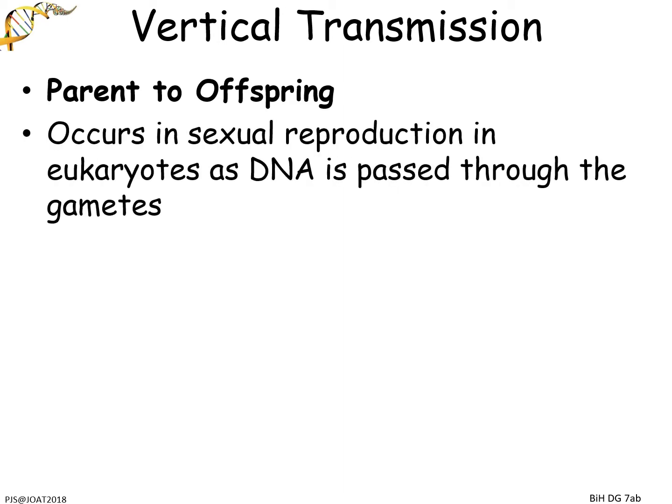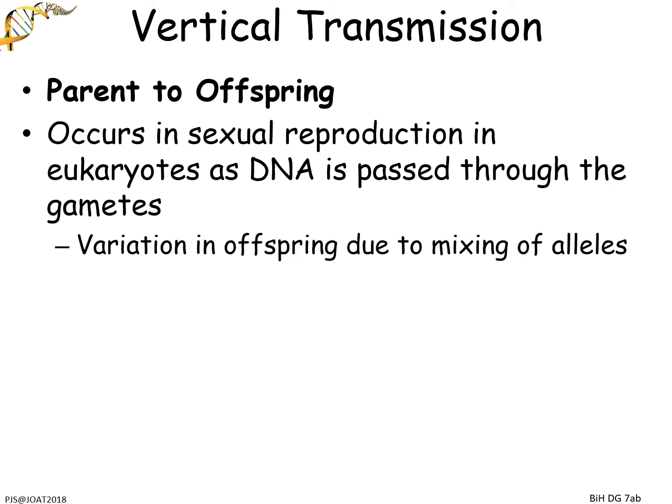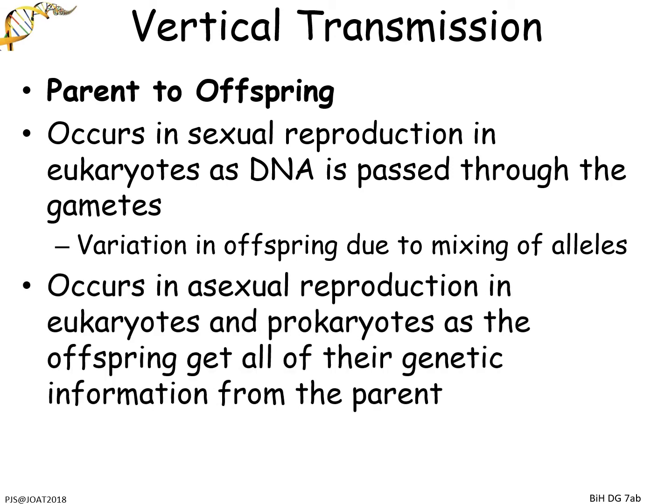Vertical transmission is what you would normally think of. Parent to offspring, sexual reproduction in eukaryotes, we use that. So what we have is a gamete that has got half the DNA, which then matches up with another gamete with half the DNA required to produce an offspring. And you get a huge amount of variation, and that is really, really useful from an evolutionary point of view. Okay. In asexual reproduction in eukaryotes and prokaryotes, because some eukaryotes like fungi and stuff like that can use asexual reproduction, what they're doing is just passing all of their genetic information from the parent to the offspring. So you're getting a clone, although you may have new alleles being brought in by mutation.